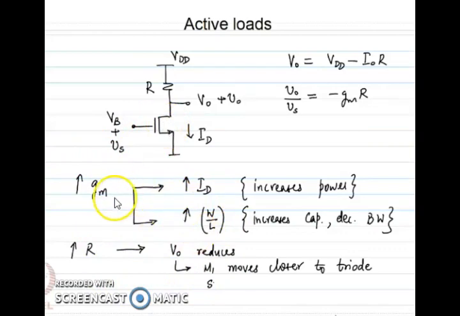So to increase the gain, I can increase Gm, but that will have an adverse effect on ID. How can I increase Gm? I can increase ID, or I can increase W by L, but that will have an adverse effect in terms of power, capacitance and bandwidth. I can increase the gain by increasing R, but that will again have an adverse effect in terms of output voltage, thereby moving the transistor to the triode region.